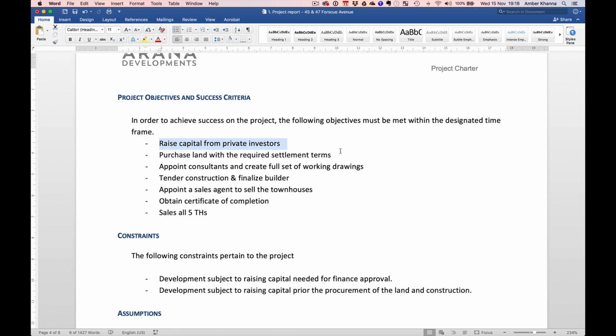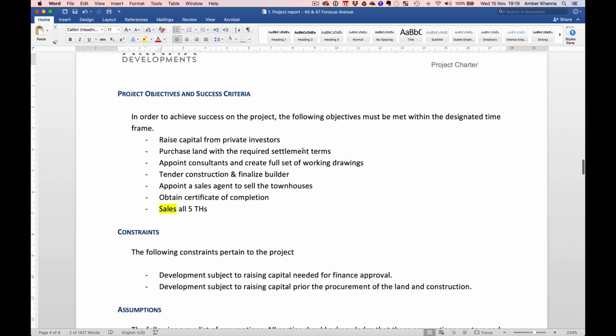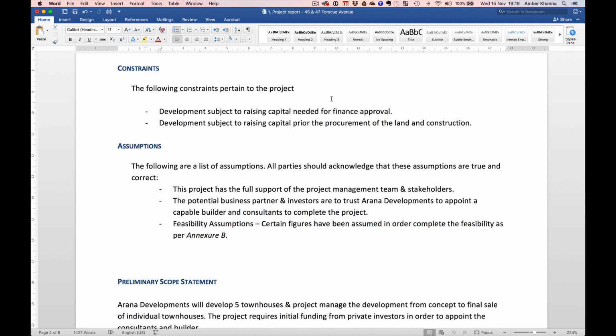In order to achieve success on the project, the following objectives must be met within the designated time frame. Raise capital from private investors, purchase land with required settlement terms, appoint consultants, create full set of working drawings, tender construction and finalize builder, appoint a sales agent to sell the townhouses, obtain certificate of completion, sell all five townhouses. So the following constraints pertain to the project development, subject to raising capital.